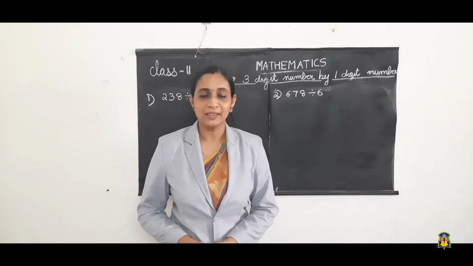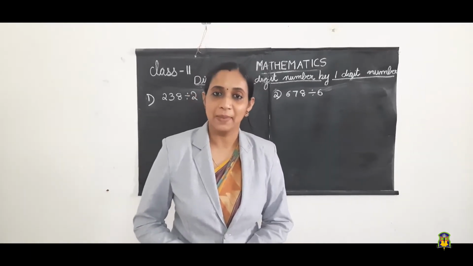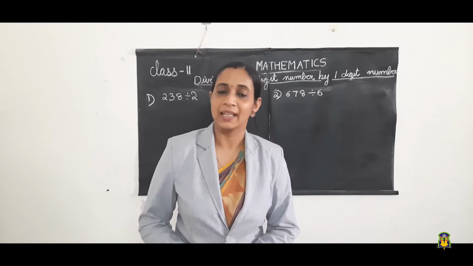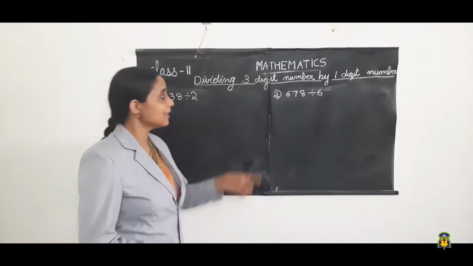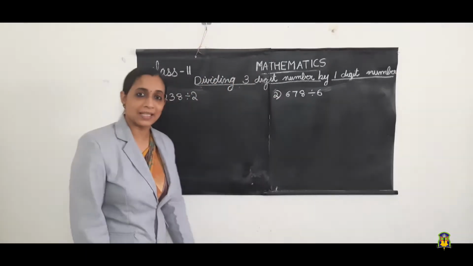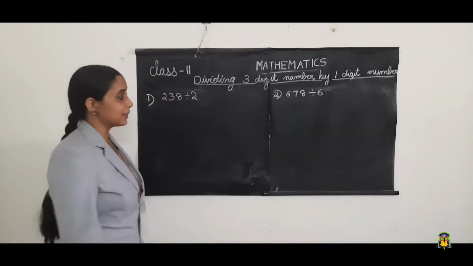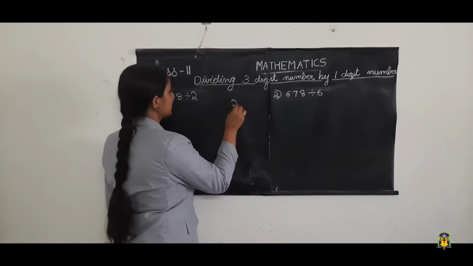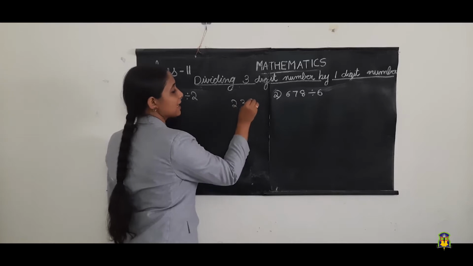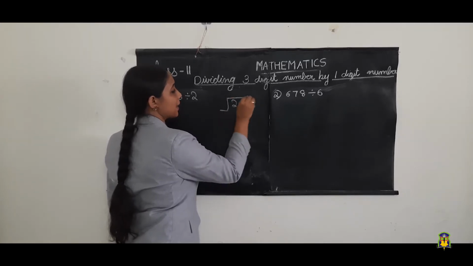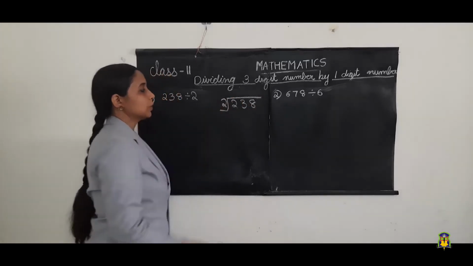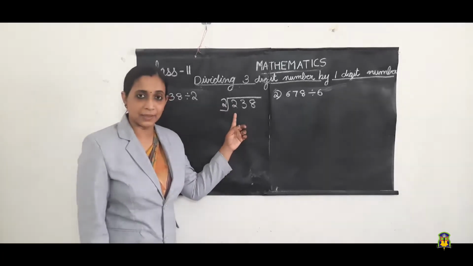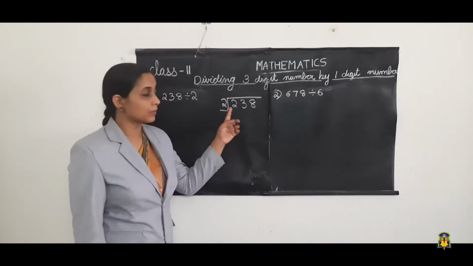Today we are going to learn dividing a 3-digit number by a 1-digit number. Let us see the first example, that is 238 divided by 2. Okay, so let us take the first number, that is 2.